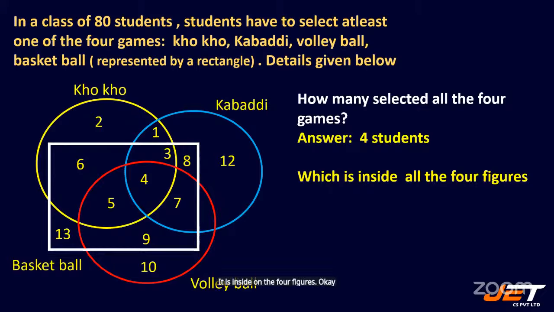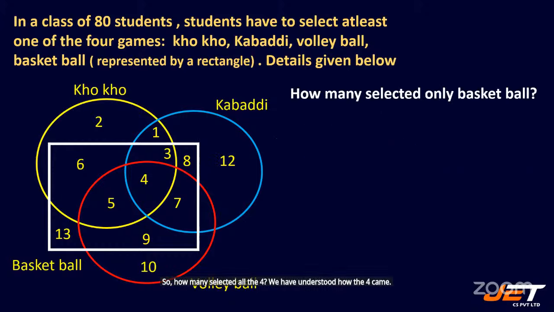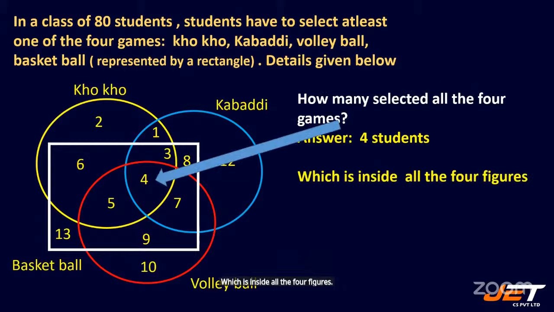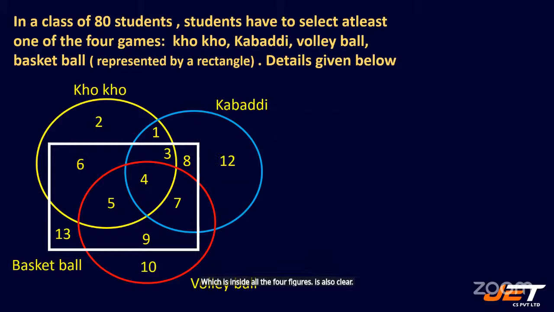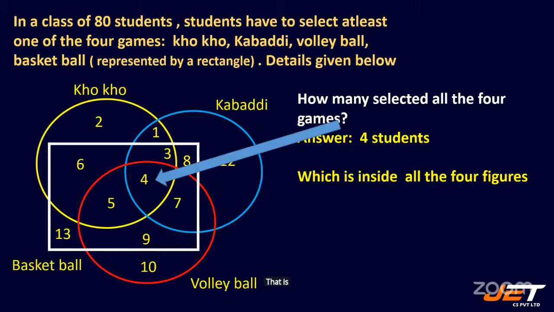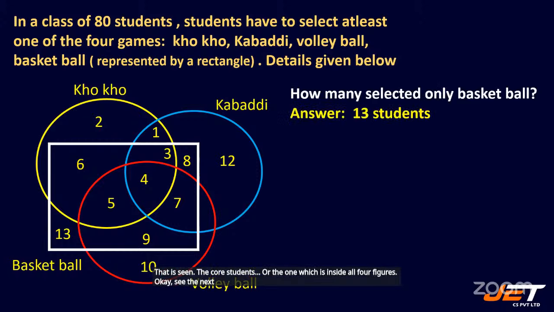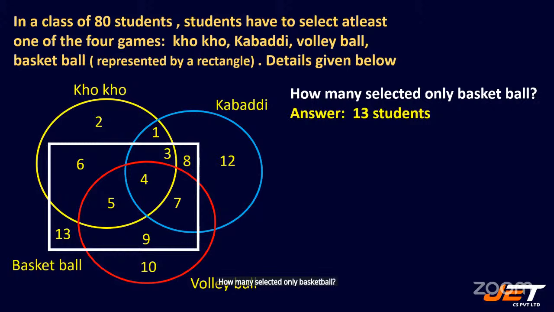Okay. Next. So how many selected all the 4? We have understood how that 4 came. Which is inside all the 4 figures is also clear. That is same. The 4 students are the ones inside all 4 figures. Okay, see the next question. How many selected only basketball?